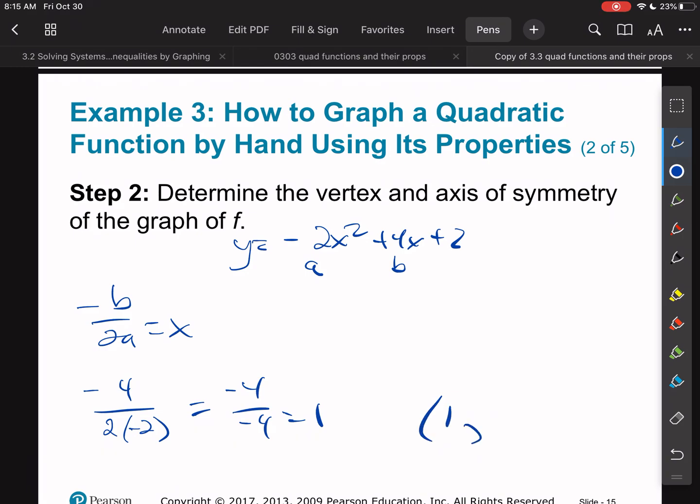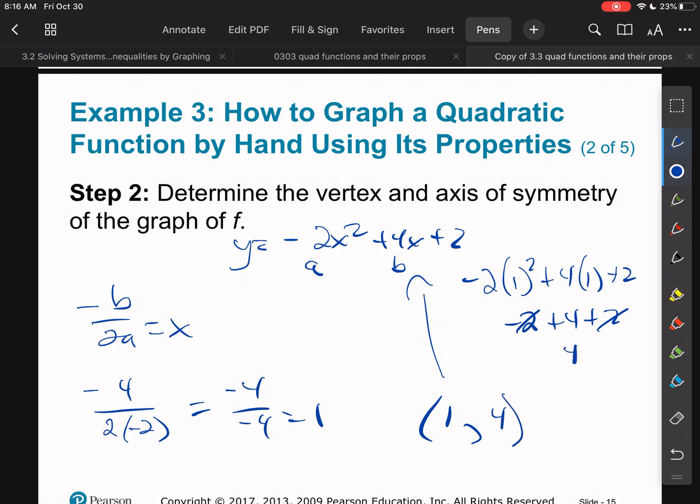If I plug a 1 back in, negative 2 times 1 squared plus 4 times 1 plus 2. When I do this, I get negative 2 times 1, which is negative 2, plus 4 plus 2. Negative 2 plus 2 goes away, and I'm left with 4. So at 1 comma 4, I have my vertex.